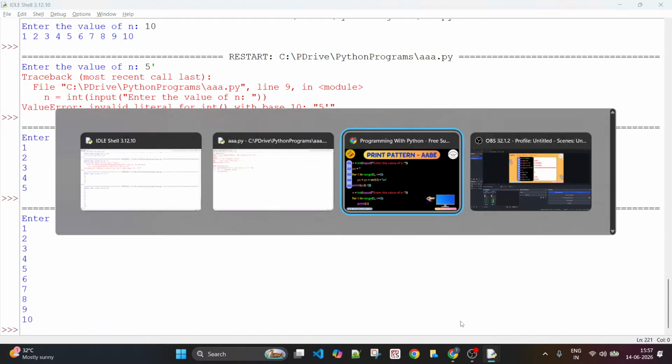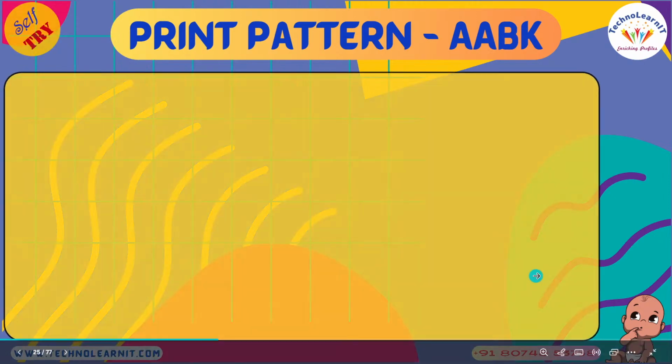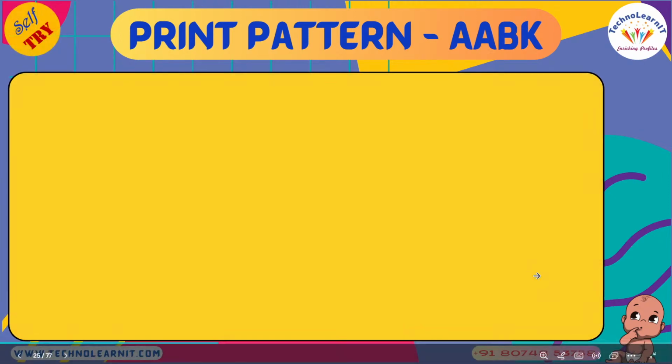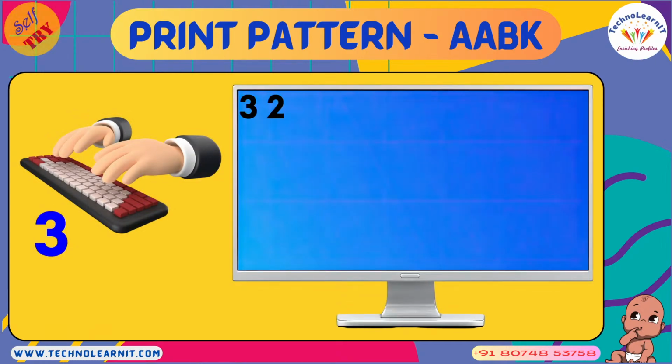All right, let's move on to the next print pattern. The next print pattern is, if the input is 3, the output to be produced is to start with 3 and go down to 1. If the input is 5, the output should start with 5 but go down to 1 and stop there. If the input is 10, the output has to start with 10 and go down to 1 and stop there.